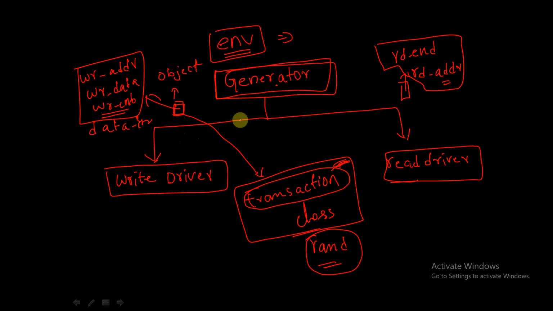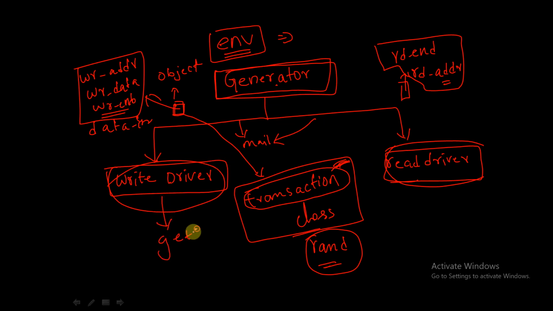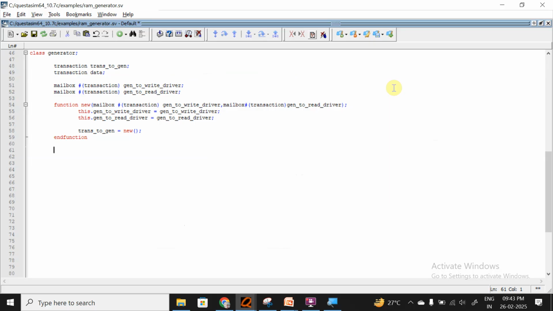The arrow marks indicate a mailbox. This is a mailbox and this is also a mailbox. Now the write driver and read driver are going to get this data from the mailbox. So these will use the mailbox method known as get, and the generator is going to use the mailbox method known as put. So we put the data, and the write driver and the read driver will get the data from the mailbox. This is what we are going to write now.